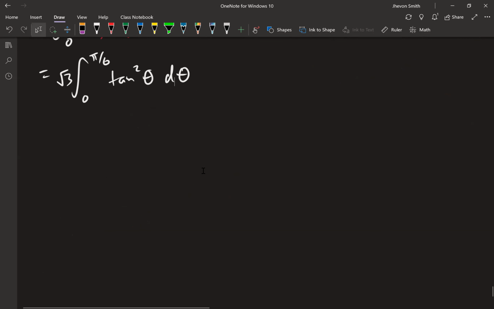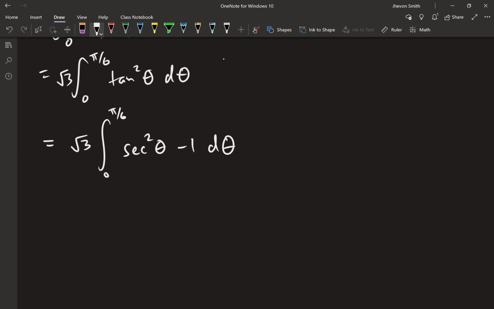All right. How do we integrate tangent squared? Right, use the trig identity. You'd rewrite that as secant squared theta minus 1. And the integral of secant squared is tangent. The integral of 1 d theta is theta. And here now you plug in the numbers.